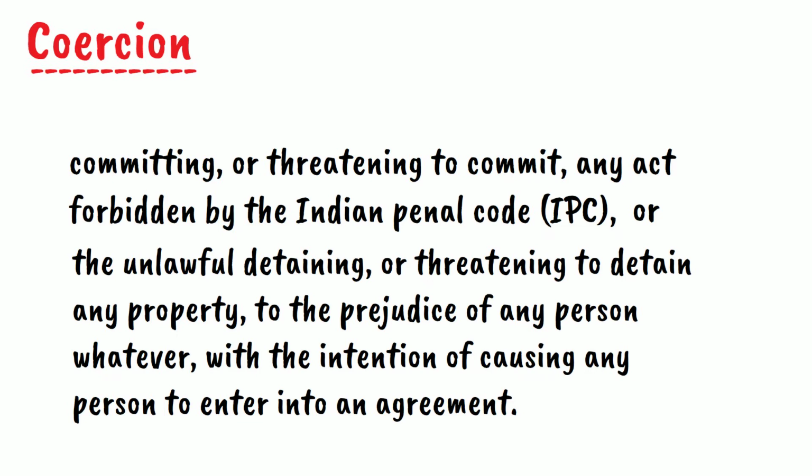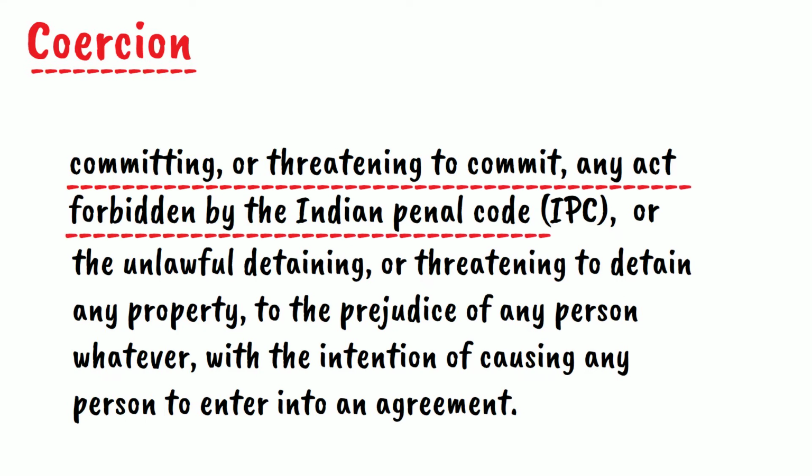Here you see there are two ways by which coercion can be caused. One is committing or threatening to commit any act forbidden by IPC. And second is unlawfully detaining or threatening to detain any property. Let's understand the first element with the help of examples.